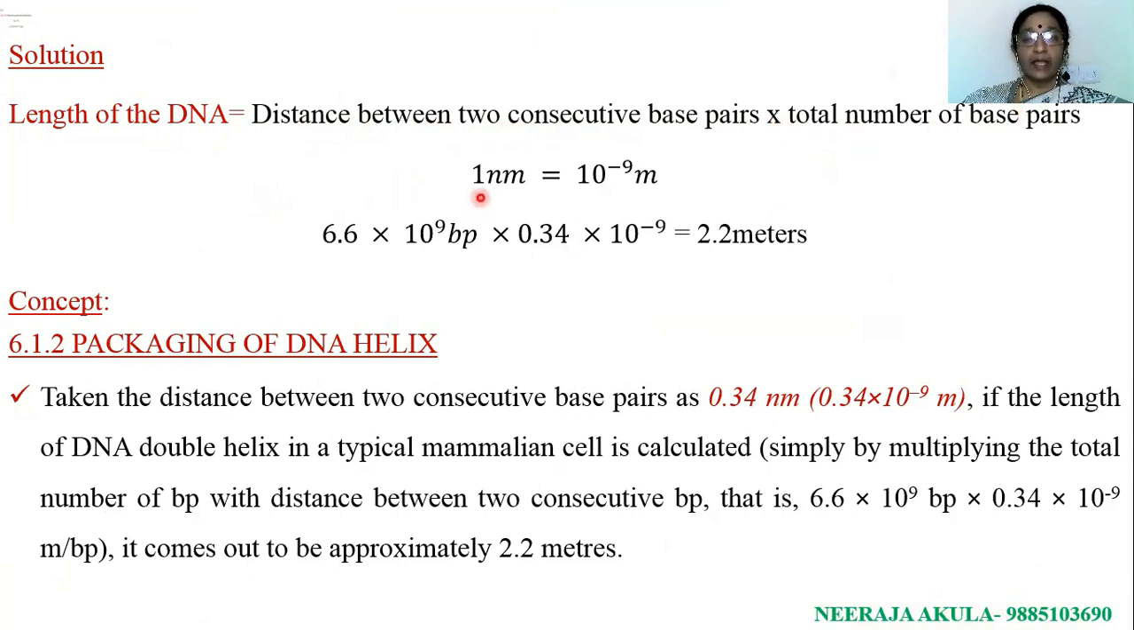of base pairs. Here, 1 nanometer is equal to 10 to the power of minus 9 meters. So they have given the answer with respect to meters. So we have to multiply the given numerical with 10 to the power of minus 9 meters. So here you will get 2.2 meters. If they ask with respect to centimeters, then that should be multiplied with 10 to the power of minus 7.